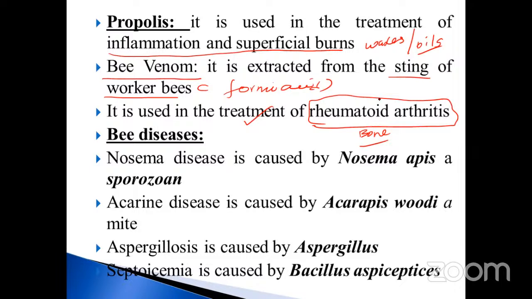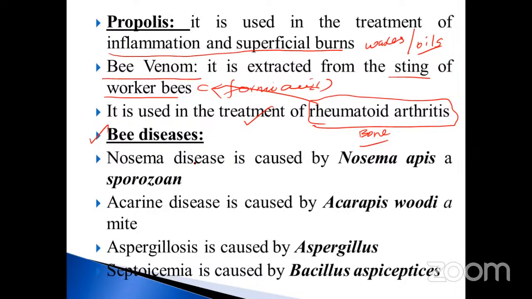The sting, where is it obtained? It is also from worker bees. Worker bees only. What happened? They can bite, sting, with their venoms. That's why you are getting the pain. Okay, and in Chinese people, they use this methodology. Bee venom is also used for the treatment as a painkiller, sometimes.